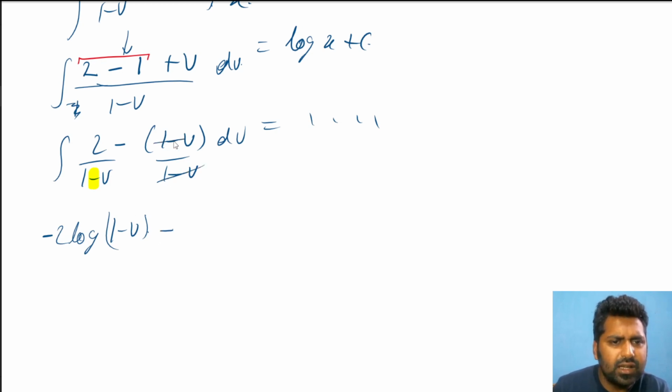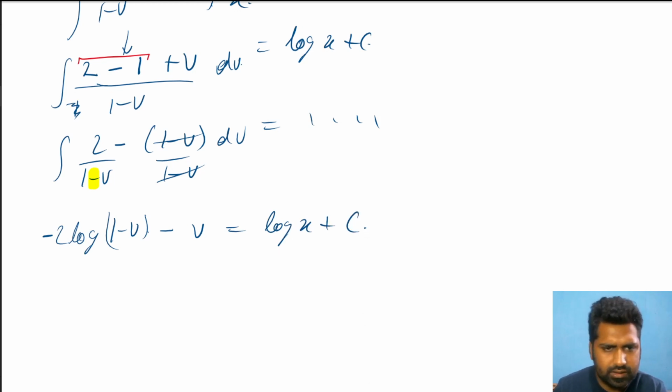This is only one integration of 1 is v, that's it, is equal to log x plus c. Okay, I think that's it. And again, maximum what you can do is combine the two logs if it's possible. Okay, let's try to combine them.